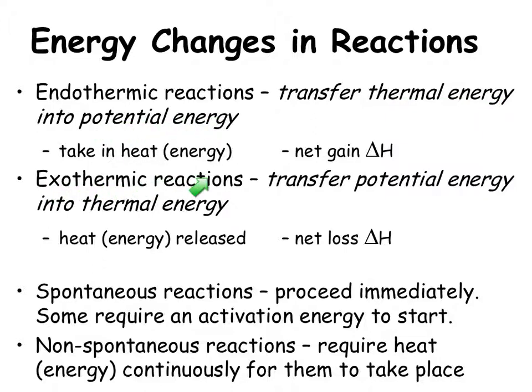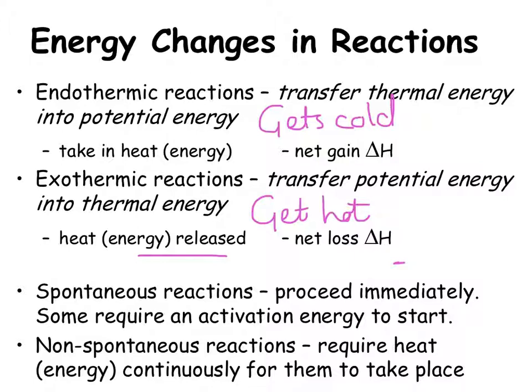An exothermic reaction gets hot. Right, so let's just write that. This gets cold, and an exothermic reaction is going to get hot. That means that the net energy is released and the delta H is going to be negative. So in an exothermic reaction, delta H is negative, whilst in an endothermic reaction, delta H is positive. In terms of a definition, the energy now goes from potential energy into thermal energy. So a chemical reaction puts heat into the environment.